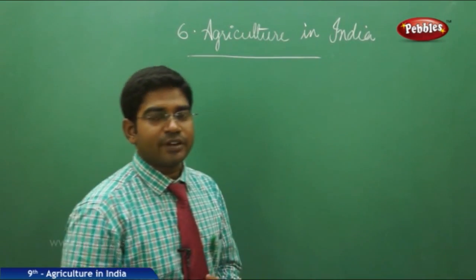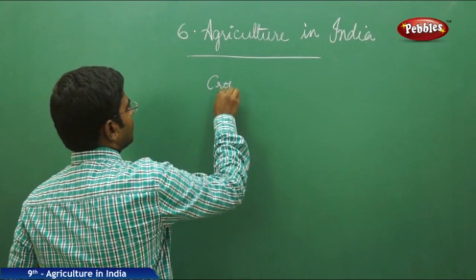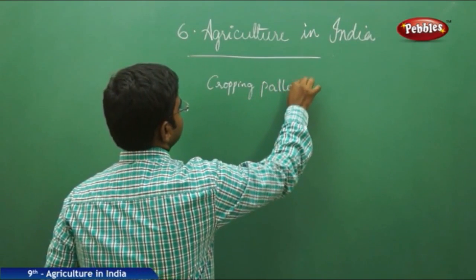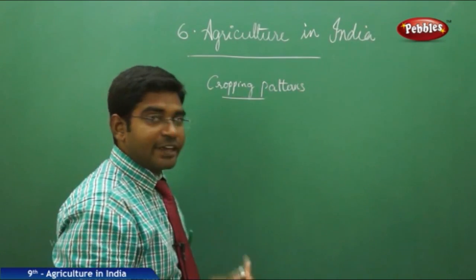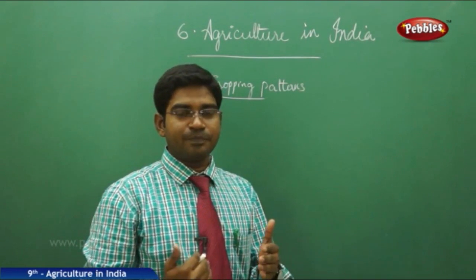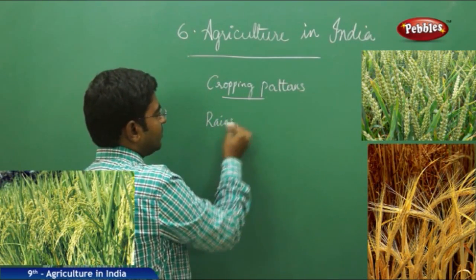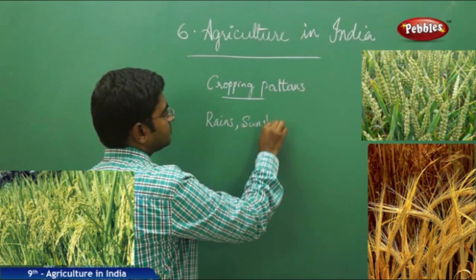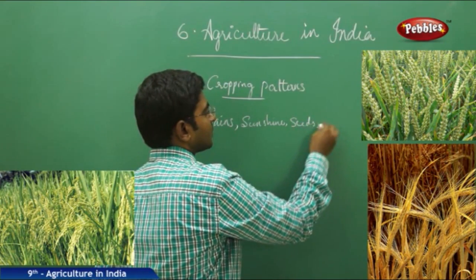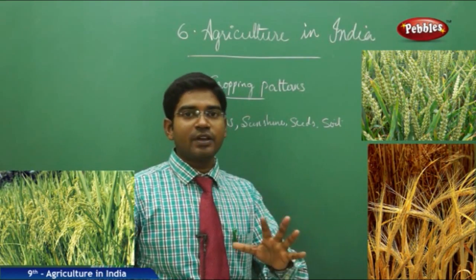Now let us discuss the different cropping patterns in India. Cropping patterns, in the sense, how does the cropping take place in India? Generally, for agriculture there are different factors needed to be successful. First, we need the rains, then we need the sunshine, then we need the supply of seeds, and the fertility of the soil. These play a key role in any kind of agricultural pattern.